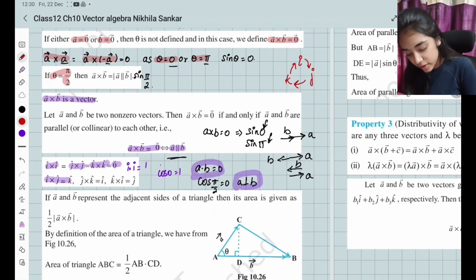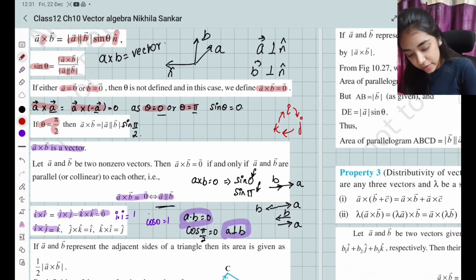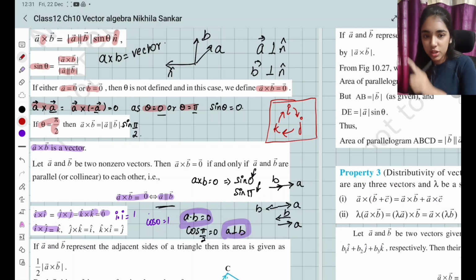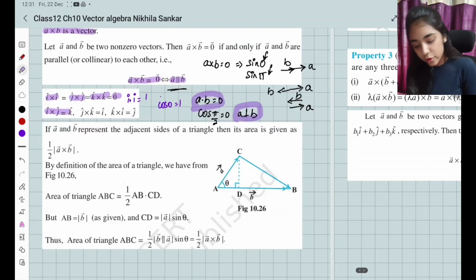Okay, so to remember this, I'm going to give you this trick. So this particular thing you need to remember. In the clockwise direction, it is always going to be I cross J equals K, J cross K equals I, K cross I equals J. If it comes the other way around, it is going to be negative. Okay, now we are going to talk about triangle.